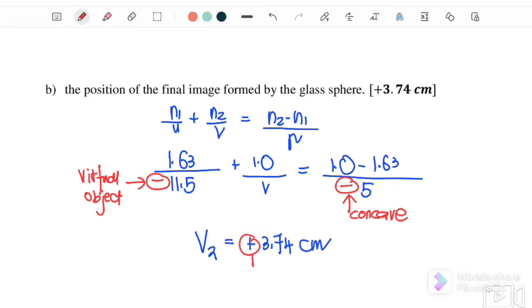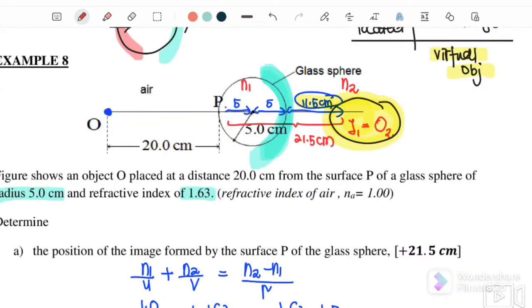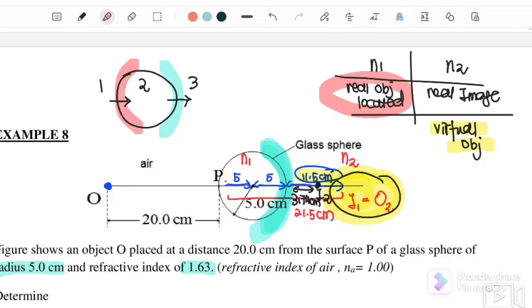Positive indicates that this is a real image. A real image must form on the opposite side from a real object. Meaning that it will form at a distance of 3.74 on medium 2, at here. Image 2 will form here, 3.74 cm from the second refractive surface. Because our real object is at here, our real image should form at N2. So this is the image formed, equal to 3.74.